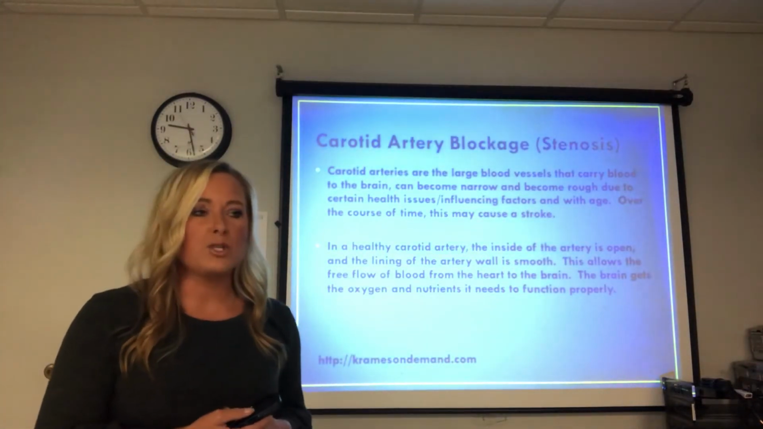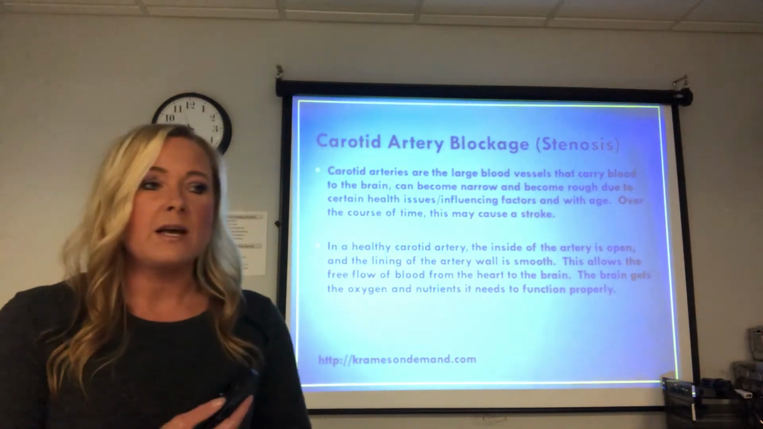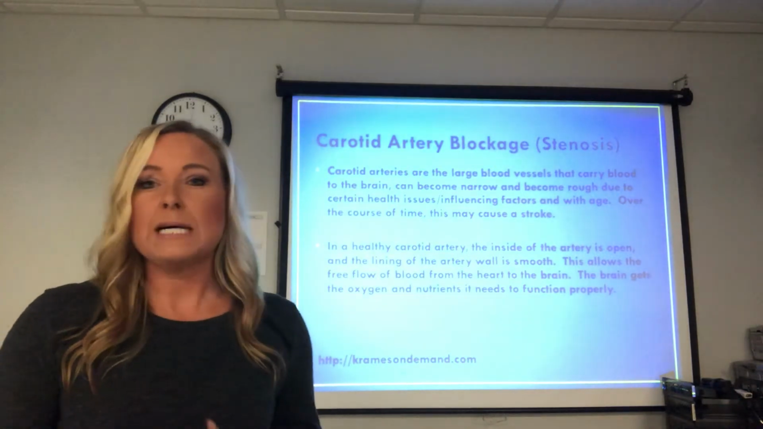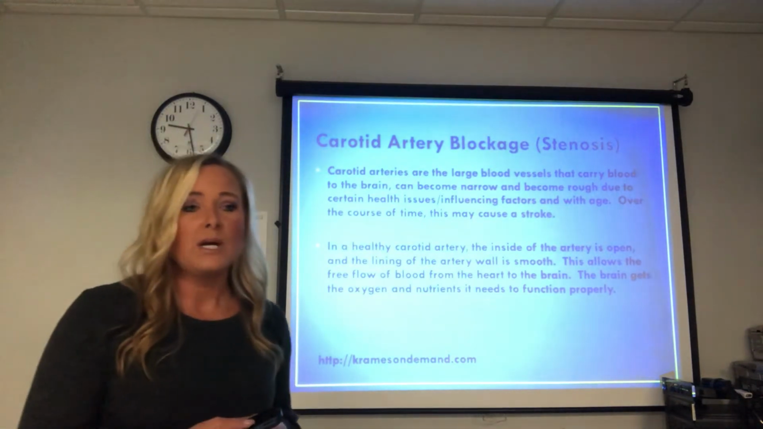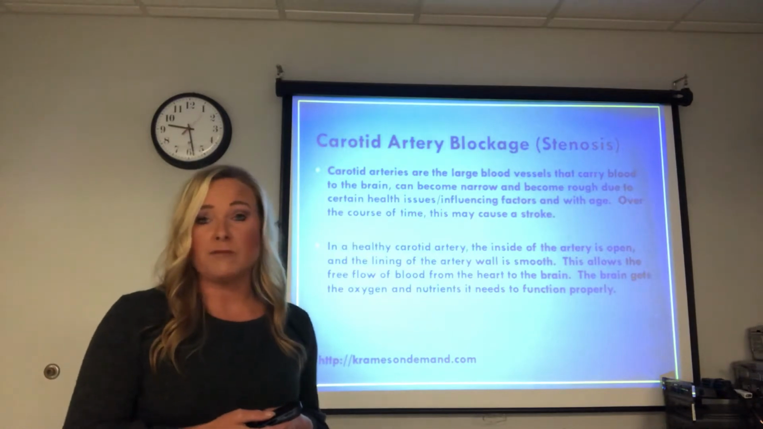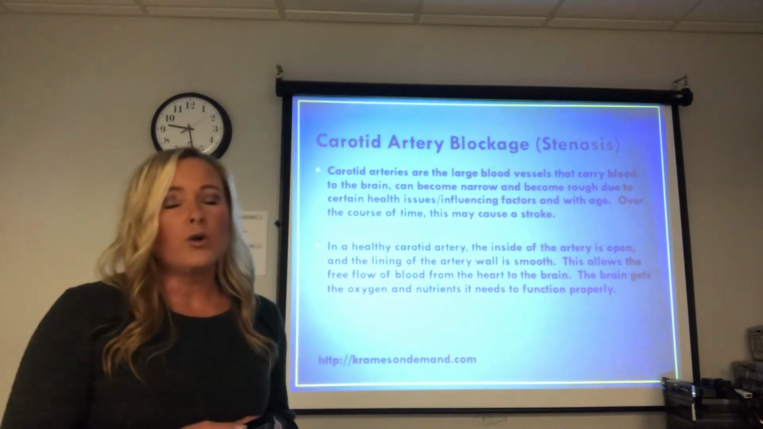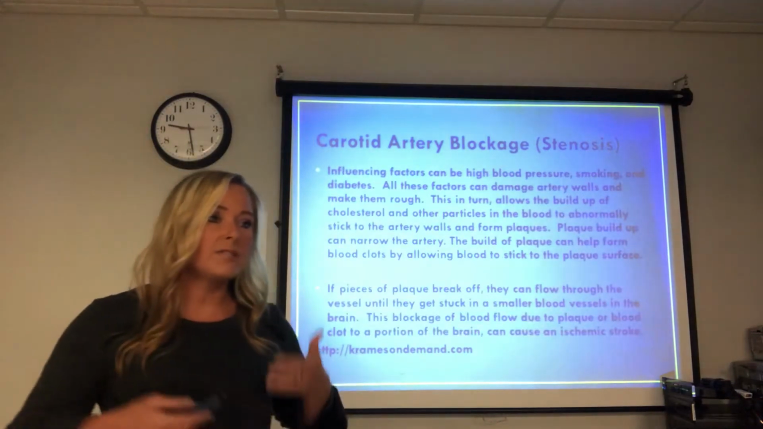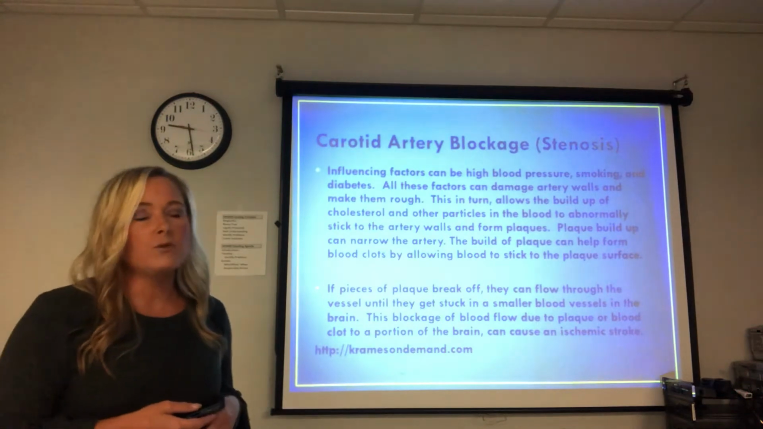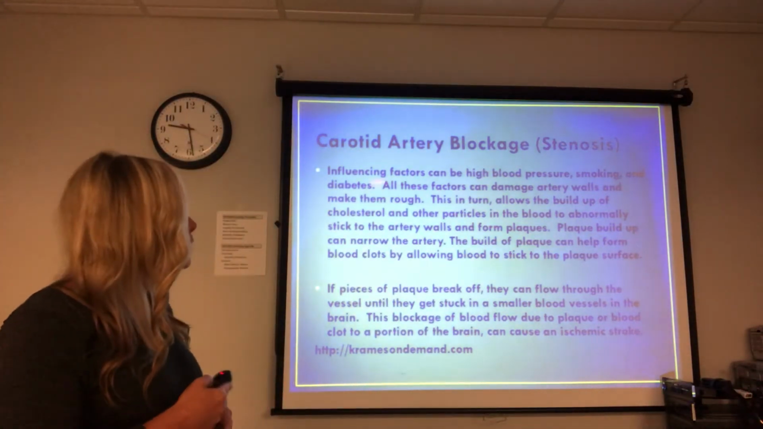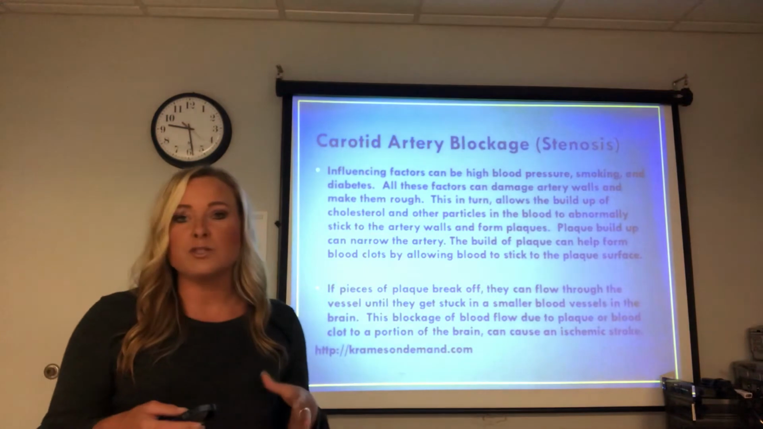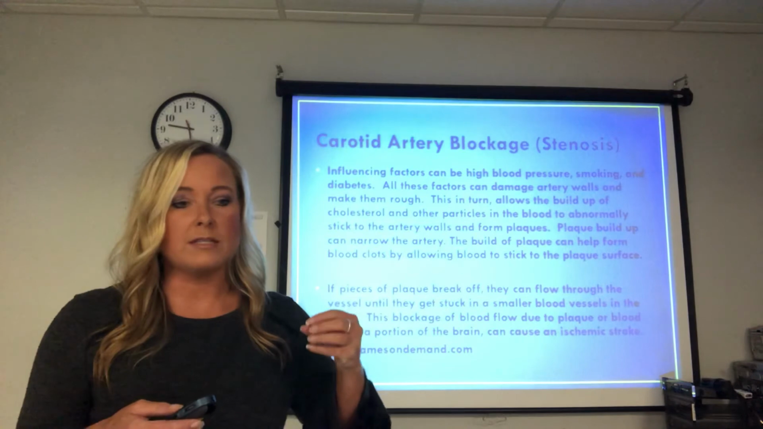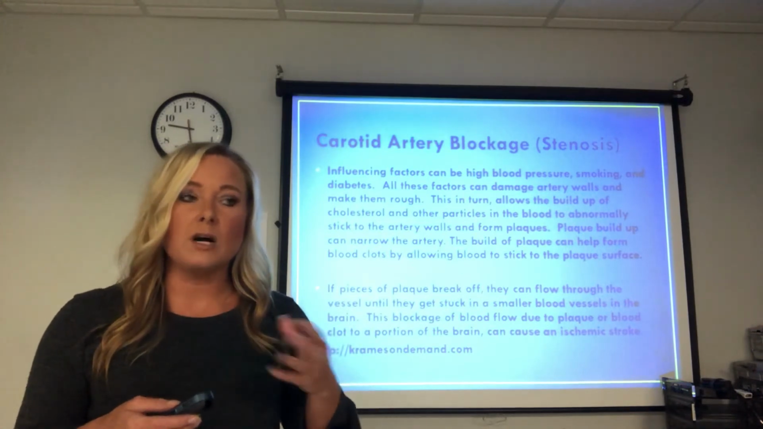Carotid artery blockage or stenosis is when the carotid arteries, the large vessels that carry blood and oxygen to the brain, can narrow over time. And this can be due to health issues, influencing factors, increasing age. In a normal carotid artery, it should be patent and the walls should be smooth, allowing blood to flow to the brain. Influencing factors, including high blood pressure, smoking, and diabetes, can cause the artery walls to become rough, and this allows cholesterol to build up. When this occurs, blood clots can stick to the plaque, and when a clot breaks off, that's when a stroke occurs.